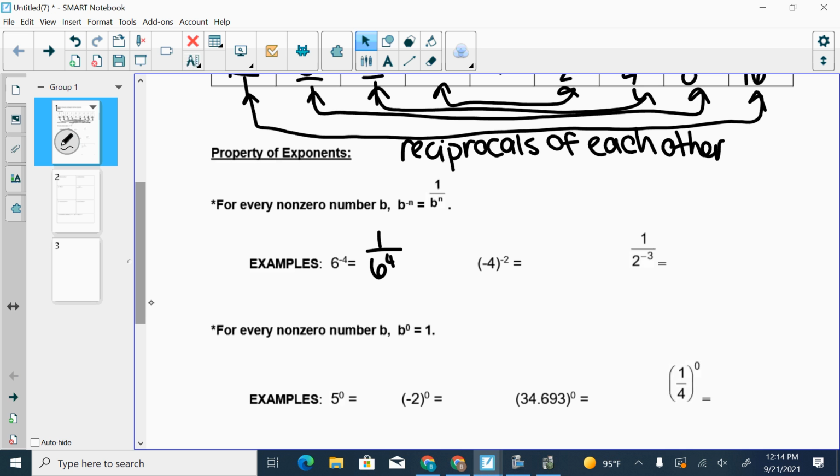Now, in this case, you could simplify this further, right? What do you actually get if you raise 6 to the 4th power? So this is the same as 1/1296.